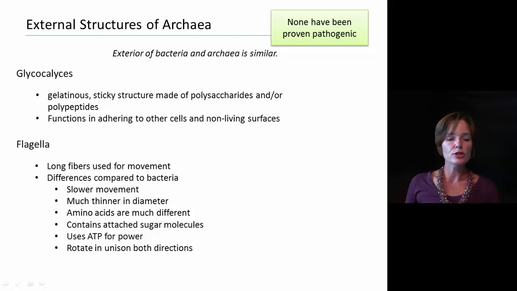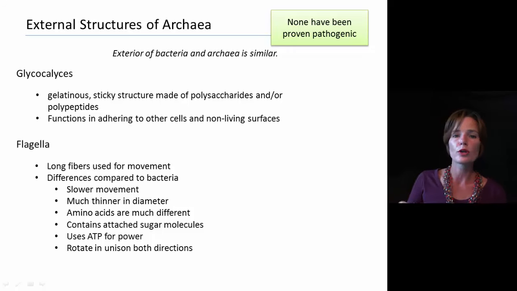With these, they're also going to rotate in unison both directions. With the bacterial cells, we had tumbles and runs. That's not the case here. These all are going to work in unison in both directions, so there'll be kind of runs when they're going both directions, no tumbles where everything kind of jolts to a stop.